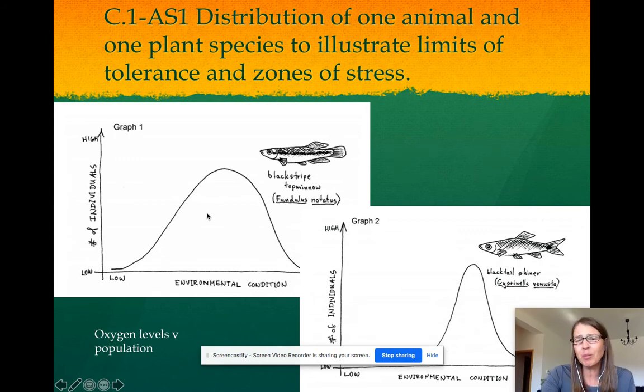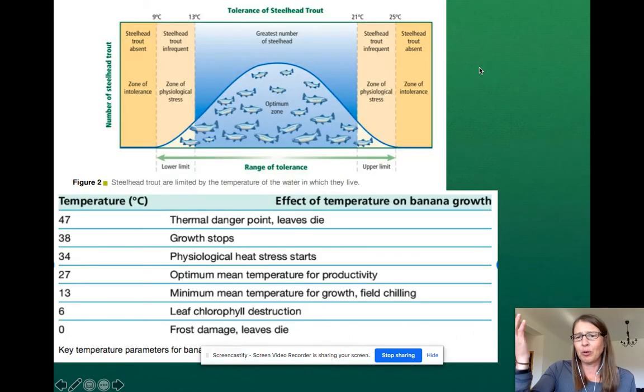I think you should be able to come up with an example. And I just Googled a couple of different things. This is a cool tolerance of a steelhead trout. And so you can see from 13 to 21 is their general tolerance for temperature. And you can kind of see where they have their zones of stress. Up to 25, you're probably not going to see it anymore if the water gets that warm. And if it gets below 9, you might not see it as well. So they're limited by the temperature of the water.